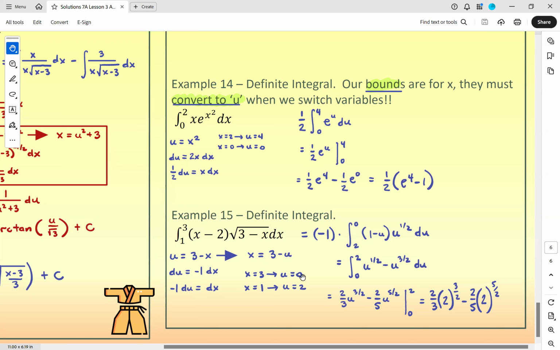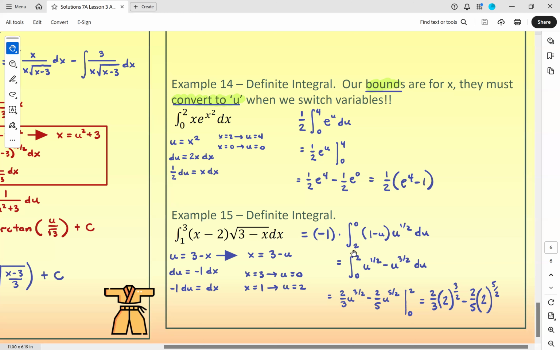Well, now these bounds are going to be in a different order than I prefer. Okay. So I have to be careful with that as well. I've swapped out the bounds in my work. I've brought over this extra negative that comes along with the du when I swap out my dx. I've got x minus 2 becomes 3 minus u minus 2, which in turn becomes 1 minus u. And then my radical becomes u to the 1/2.